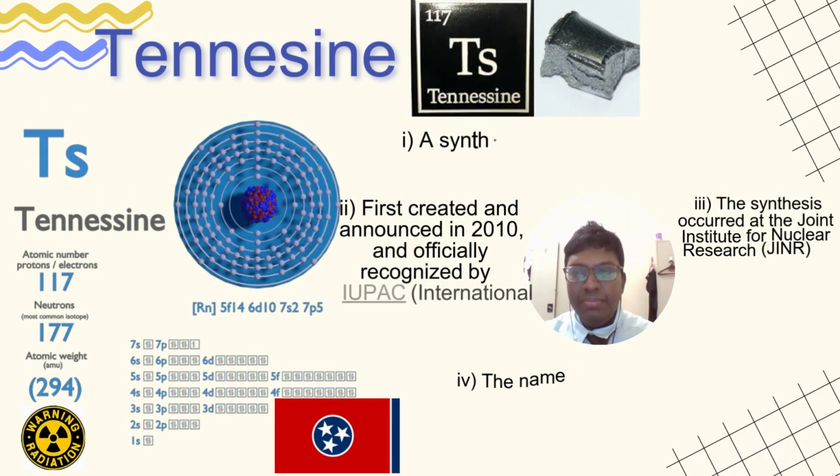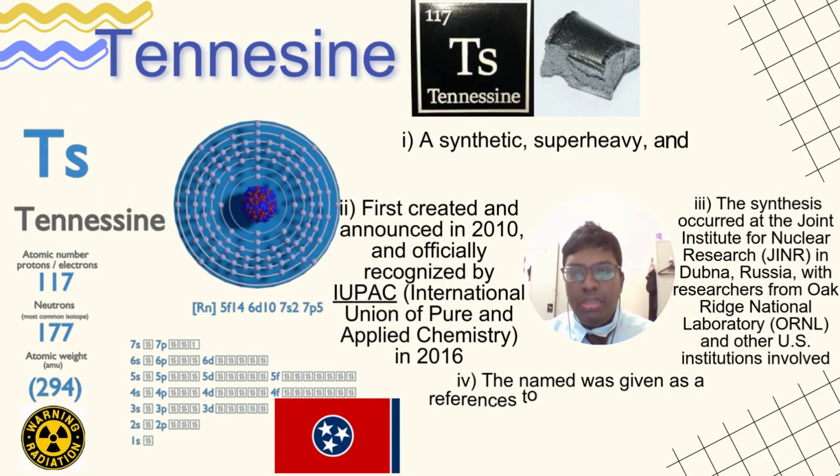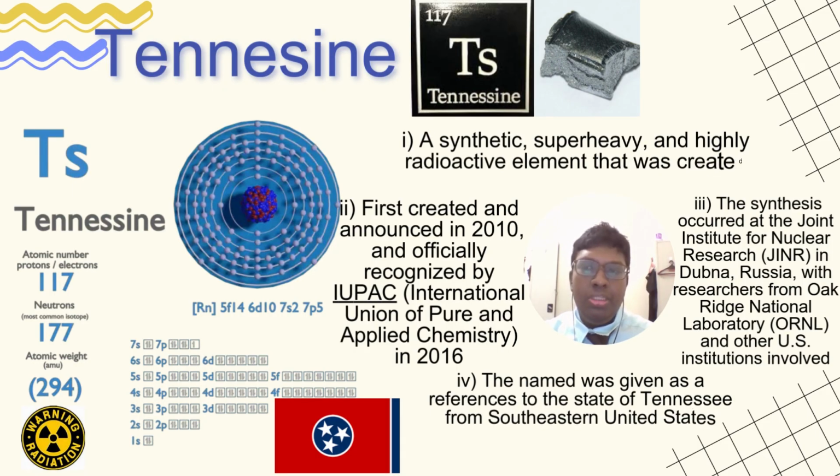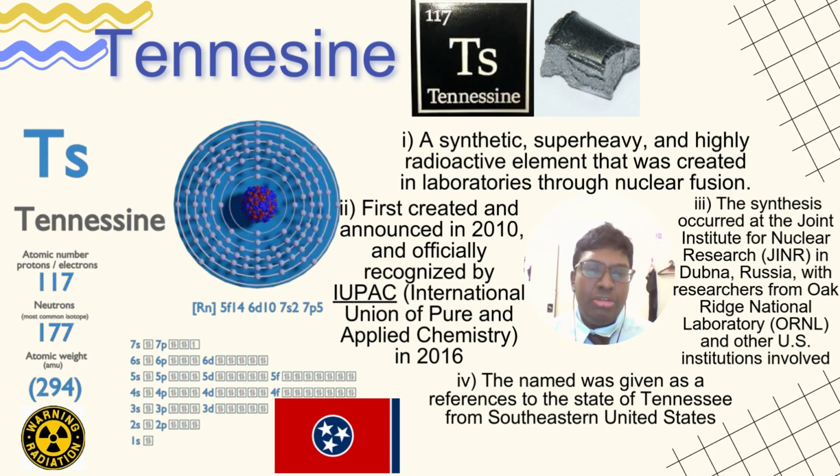Thank you, my friend. And now I will explain the last chemical element from the halogen group, which is tennessine. Tennessine is a synthetic, superheavy, and highly radioactive element that was created in a laboratory through nuclear fusion. It was first created and announced in 2010 and officially recognized by IUPAC, the International Union of Pure and Applied Chemistry, in 2016.